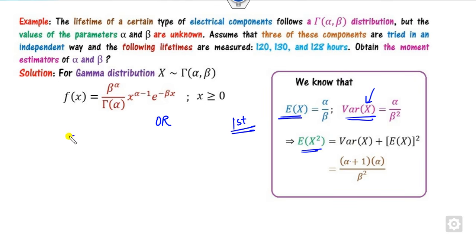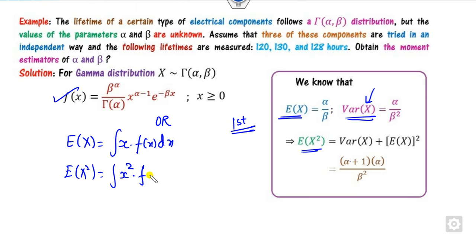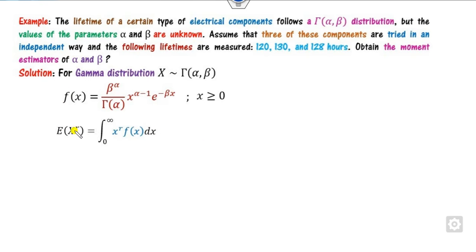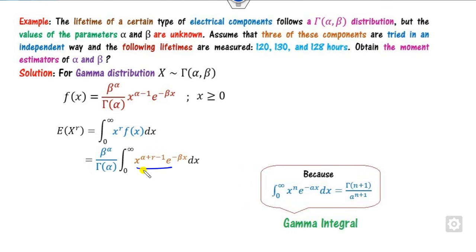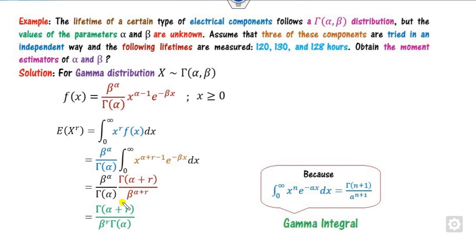Otherwise, what you can do is find the value of E[X] by using the integral of x times f of x dx, and E of X squared is the integral of x squared times f of x dx. After solving, you will get the same answer as this. Or, let me show you, I can start with E of X to the r. We can substitute the value of f of x here, and again we will use the gamma function. You will get this here.